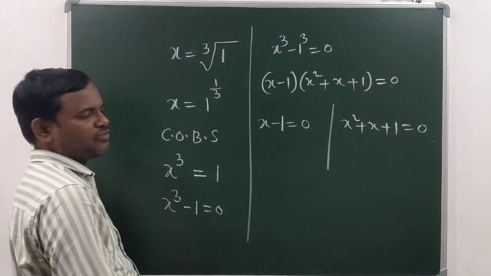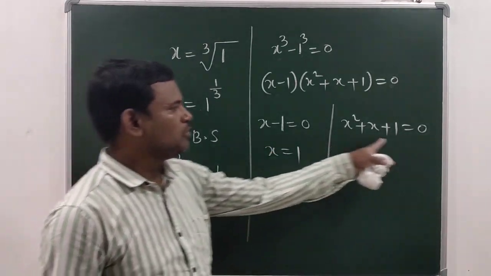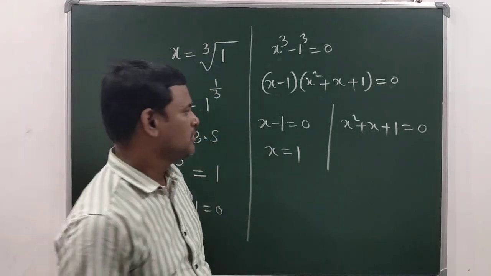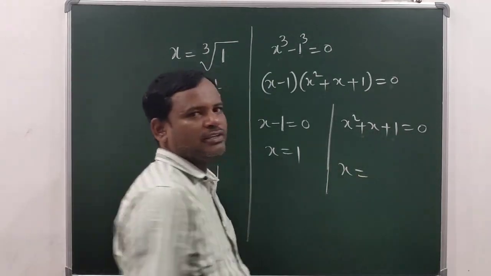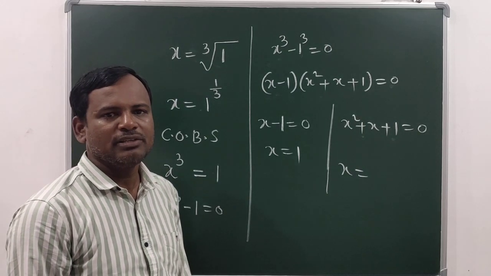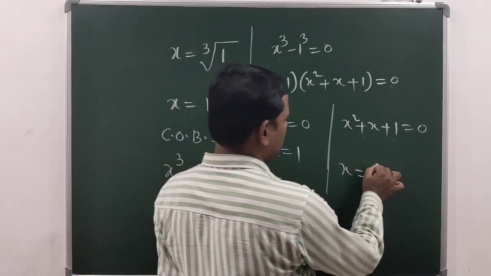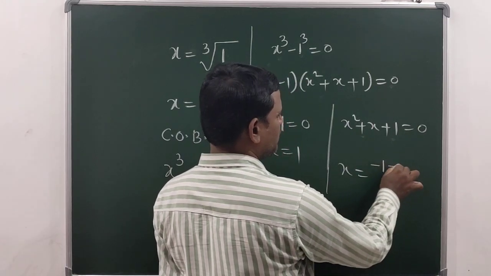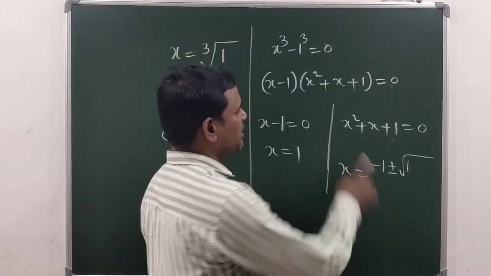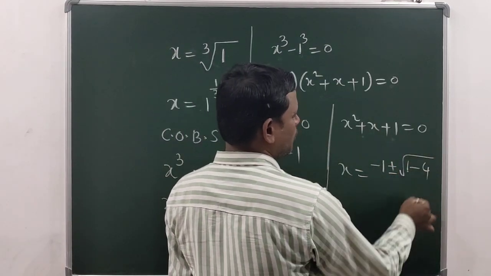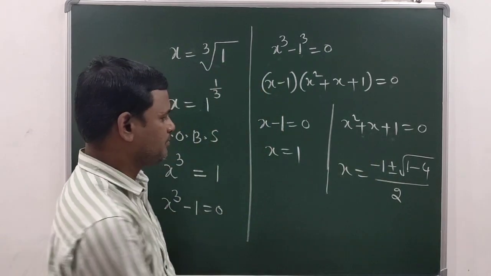If x minus 1 equals 0, then x will be 1. Now the other one is looking like a quadratic equation, so use the quadratic formula to solve it. You know that x equals minus b plus or minus root of b square minus 4ac, by 2a. Apply that formula. Here we get minus 1 plus or minus root of b square, which is 1, minus 4ac, which is 4, by 2a, which is 2 into 1.